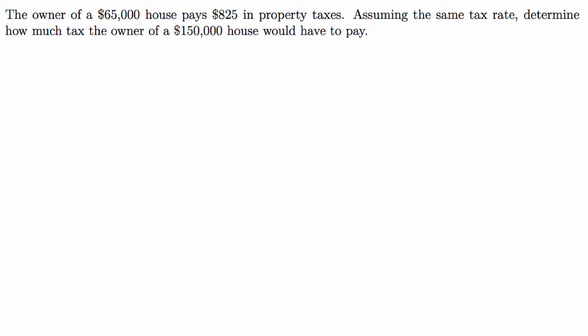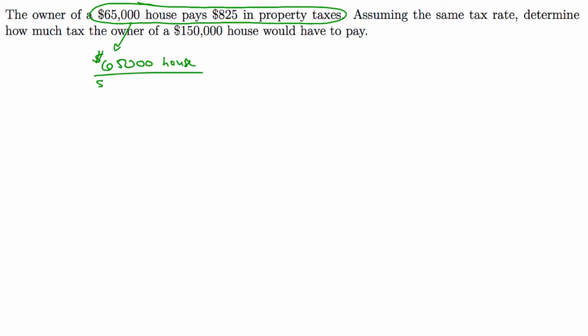In the first sentence, we've been given a comparison of a home's value and the particular property taxes paid for that house. Specifically, we know a $65,000 house is going to be compared with $825 in taxes. This ratio of home value compared to taxes will become important later on.